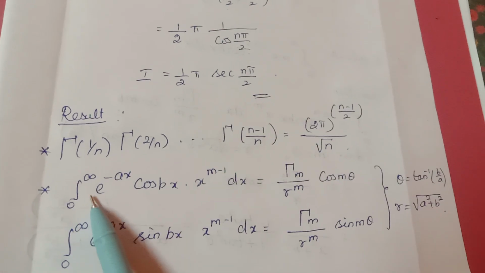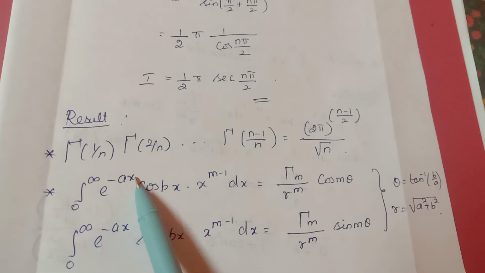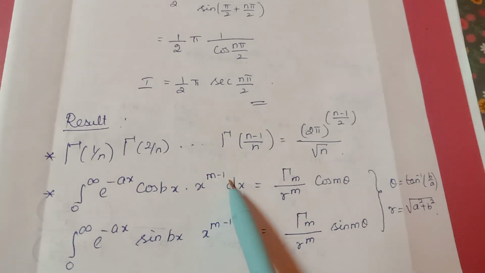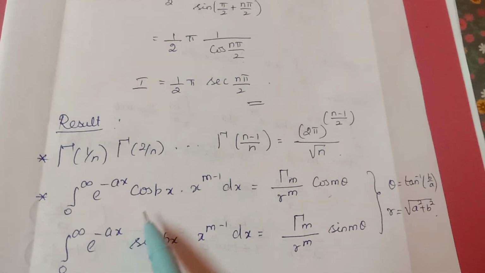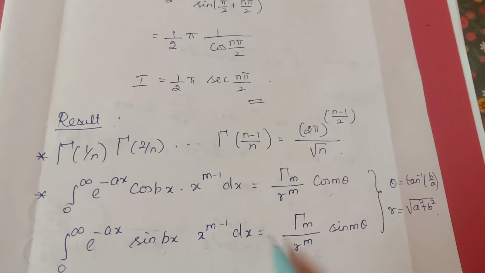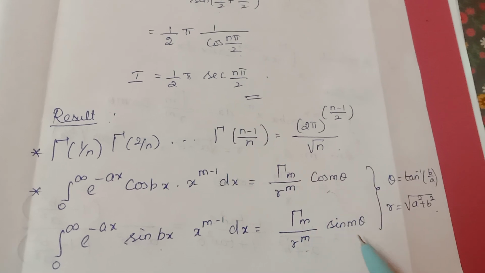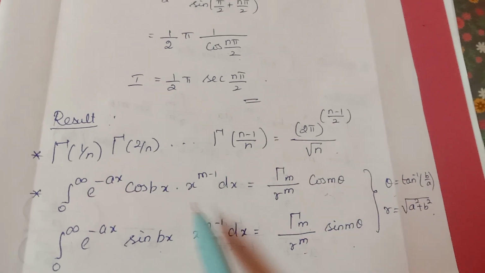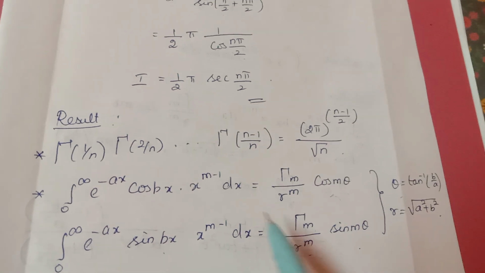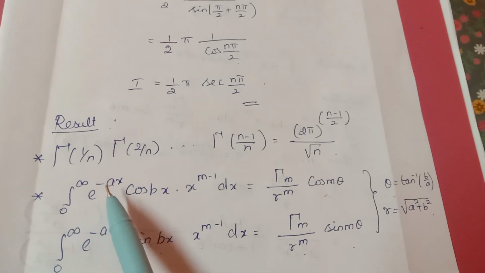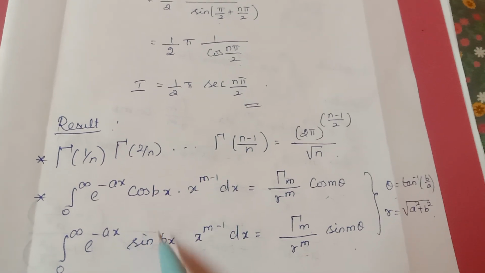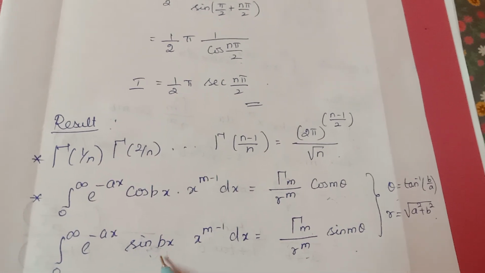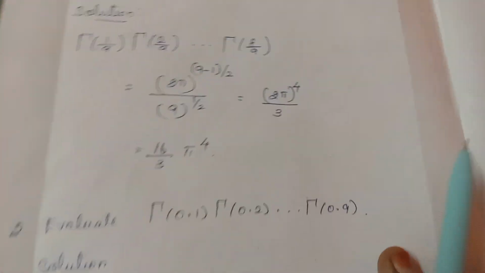Okay, then another formula: integral 0 to infinity e power minus ax cos bx into x power m minus 1 dx is equal to gamma of m by r power m cos m theta. Suppose instead of cos, if you have sin, it is equal to gamma of m by r power m into sin m theta. Here theta is tan inverse of b by a and r is square root of a square plus b square. A is in the exponential term, b is in the sin or cos term you are having, that is called b. Okay, so we'll do problems on this also.